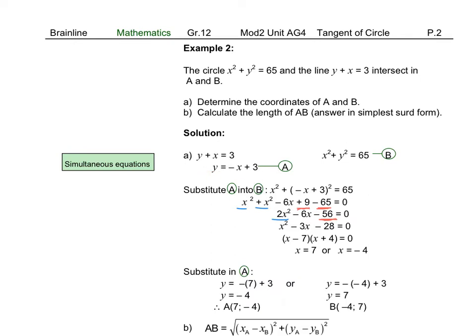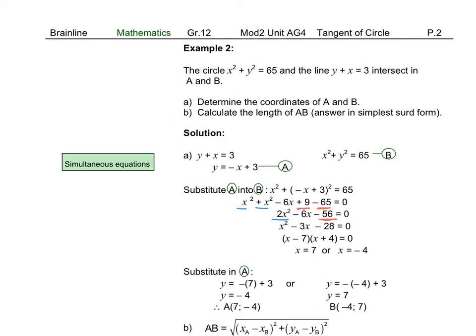If I take my straight line equation again and I substitute x with the minus 4, a minus times a minus becomes a plus 4, plus 3 gives me y equal to 7. So the coordinates are A, where x is 7, y is minus 4, and coordinate B, where x is minus 4, the corresponding y value is 7.